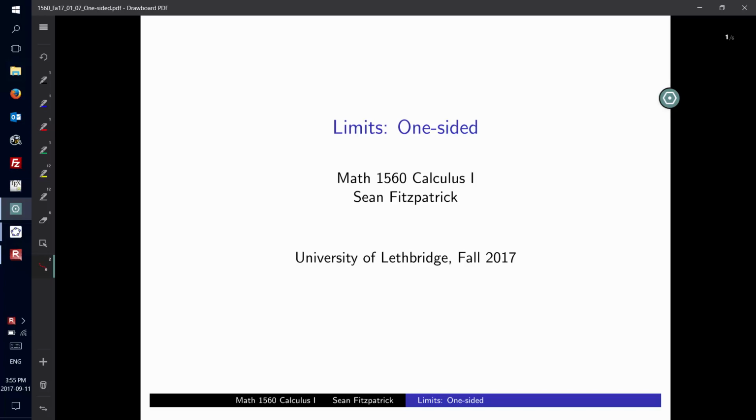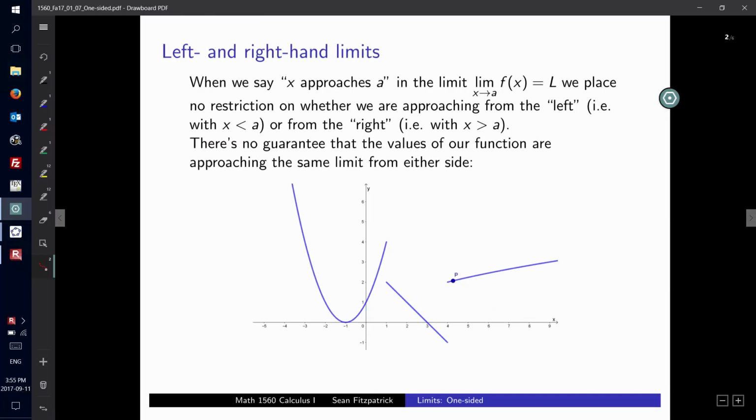Okay, so next up in our series of videos on limits, we're going to look at one-sided limits. One-sided limits are what you need when you're dealing with functions, for example this piecewise function, where you don't necessarily have the same y values on either side of some particular point.